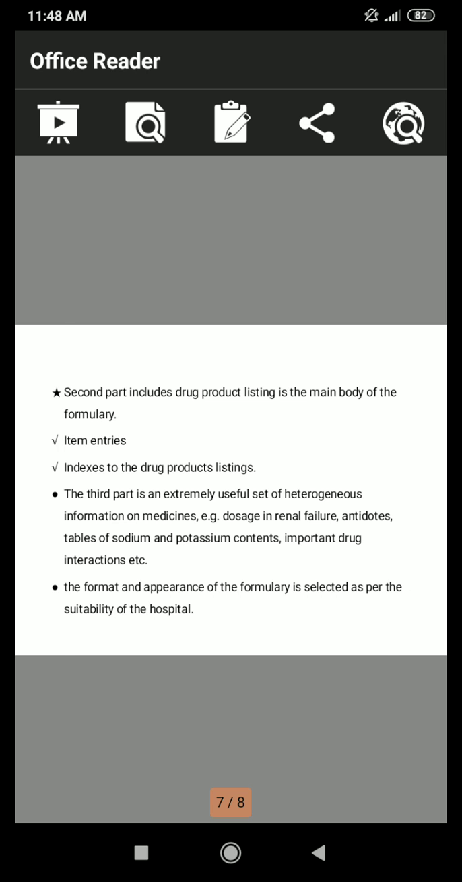Then a sample page from a typical hospital formulary is given below, that is for acetyl salicylic acid. These are the acetyl salicylic acid, non-opioid analgesic antipyretics. This is aspirin, that is acetyl salicylic acid. Aspirin is used for pain, fever, inflammation and prevention of stroke and myocardial infarction.